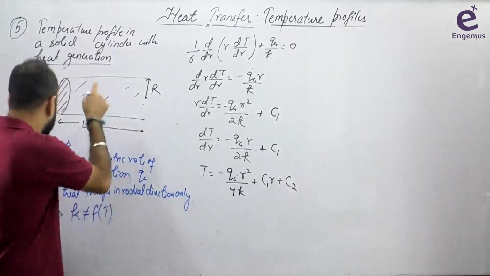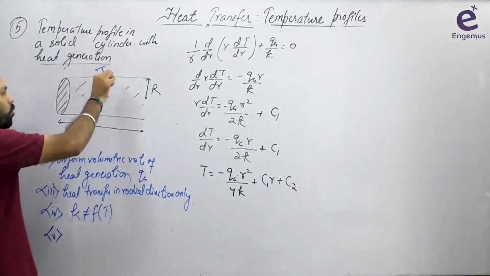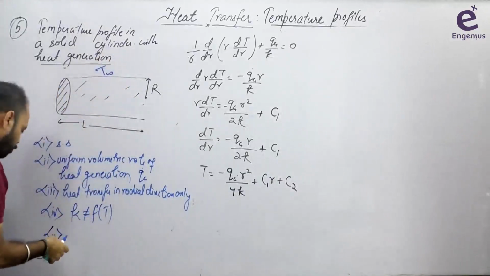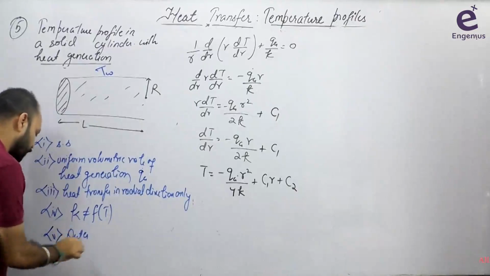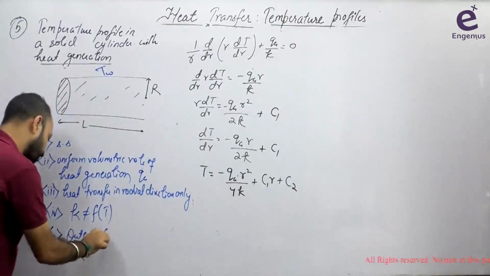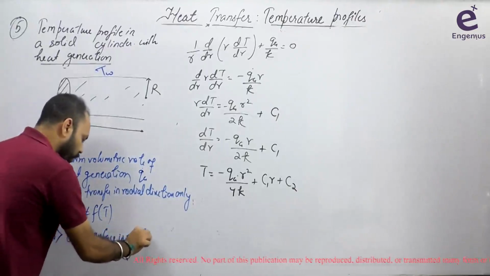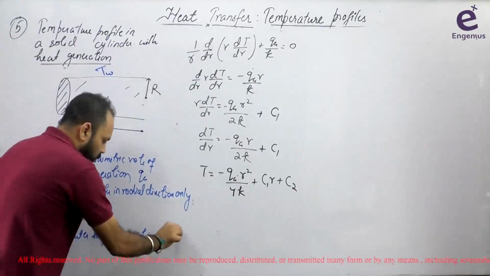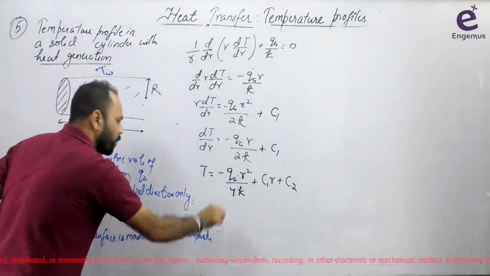The outer surface is maintained at TW or TS, surface temperature, wall temperature कह सकते हो. Outer surface is maintained at TW temperature. शुरू हो जाओ, डेरिवेशन कर दिया है ना.